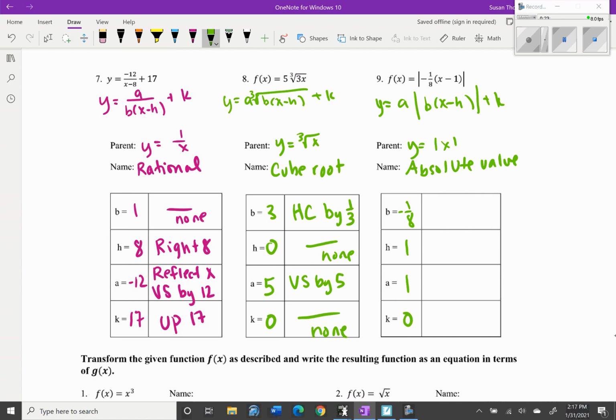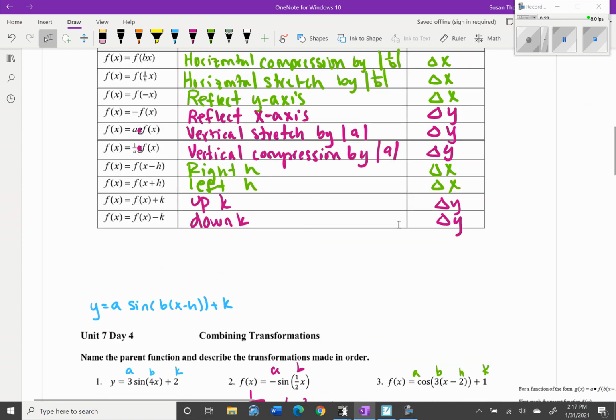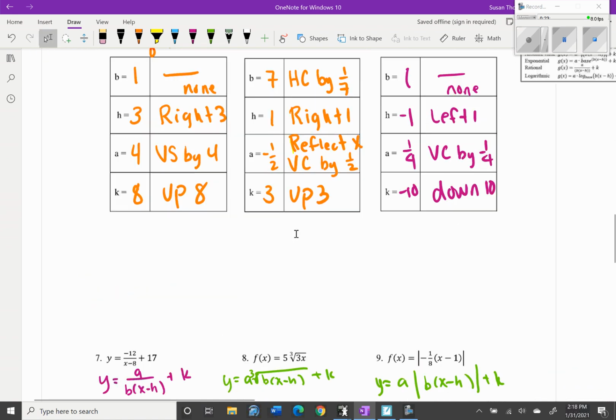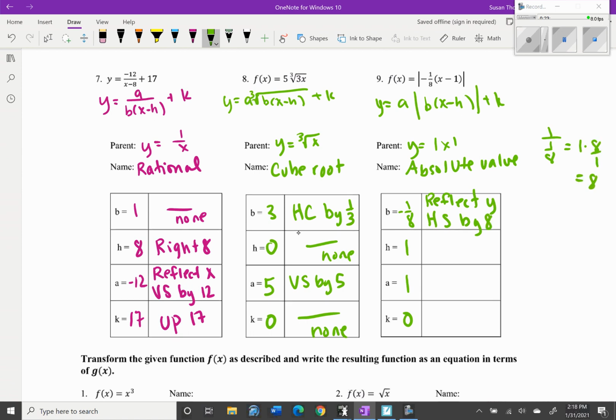So again, these two transformations, because we have the negative and the 1/8. So again, if you need to go back up here and look at your graphic organizer, if b is less than 0, it reflects over the y-axis, and the absolute value of b is in between 0 and 1, so it's a horizontal stretch by 1 over b. So again, this is going to reflect across the y-axis, and it's going to be a horizontal stretch by the absolute value of 1 over b, so 1 over 1/8 gives us 1 times 8 over 1, which of course is just 8. So horizontal stretch by 8.